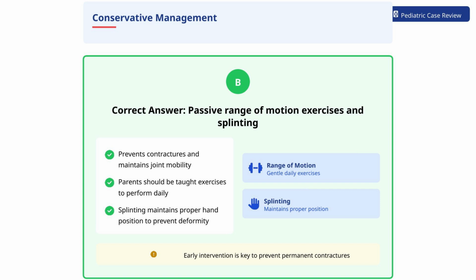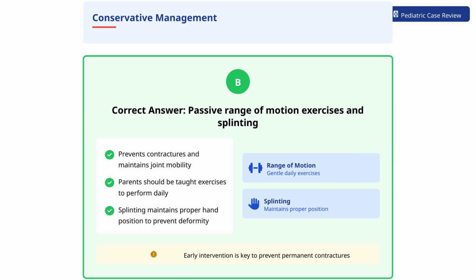Passive range of motion exercises and splinting. Early physical therapy is crucial to prevent contractures and maintain joint mobility. Parents should be taught gentle range of motion exercises to perform several times daily. Splinting helps maintain proper hand position to prevent claw hand deformity.